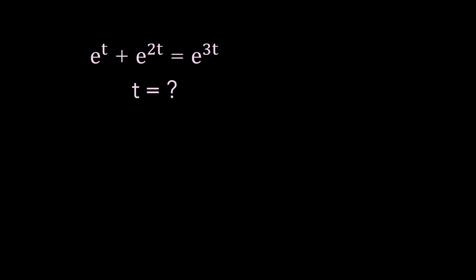In this video, we'll solve an exponential equation where the base contains e. Let us solve the problem. The given equation is e to the power t plus e to the power 2t equals e to the power 3t.